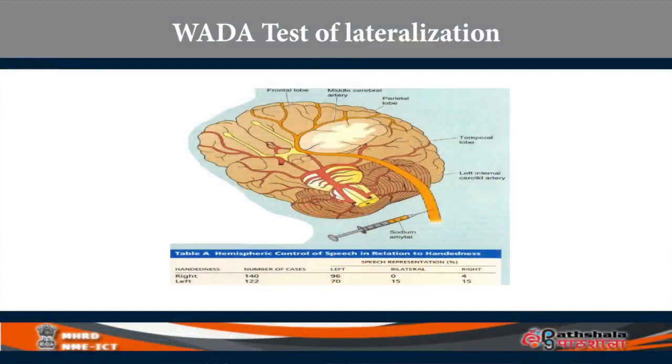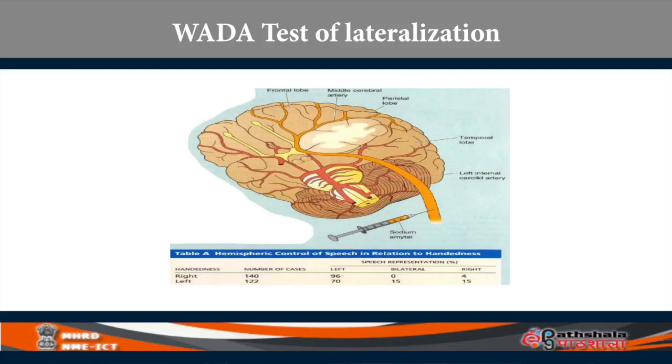So if you see the next picture, you will see there is an injection. Sodium amytal is being injected into the left carotid artery, which is going into the left hemisphere. The anesthetic goes into the frontal lobe through the middle cerebral artery. It covers frontal, parietal, and temporal areas in the left hemisphere. You know that these areas have Broca's area and Wernicke's area and all the language centers.